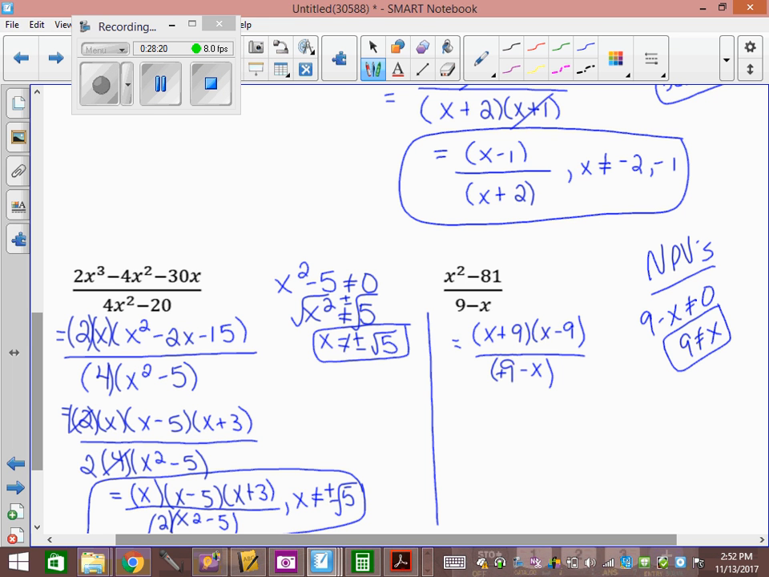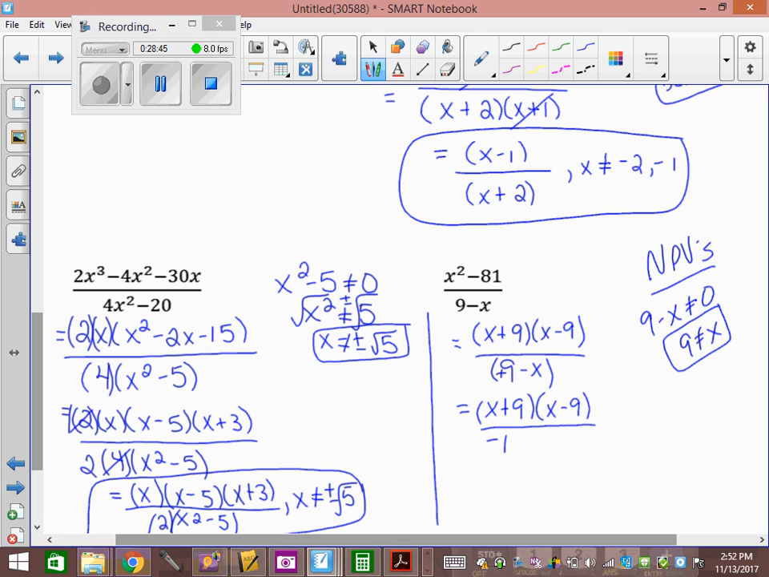You could take out a negative 1. This is a positive 9 and a minus x. I have a positive x and a minus 9 in the top. They're the exact same but wrong signs, correct? So if I take a negative 1 out of the bottom, then they'll be the right signs. So it's x plus 9. So if ever you have the right terms but wrong signs, you can take a negative out.